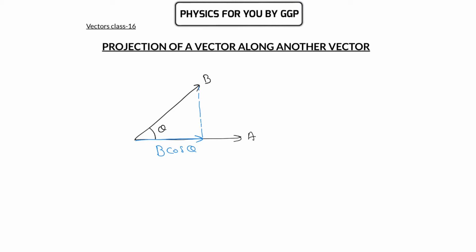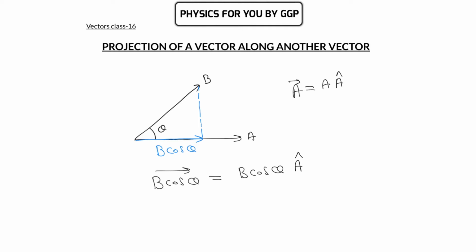So we'll discuss how to find out this B cos theta vector. We can represent it like this. This B cos theta vector has a magnitude of B cos theta, and the direction of this vector is along the direction of A vector. So we can write the direction of A vector as A cap, because we know that a vector can be written as the product of its magnitude and direction, or its unit vector.